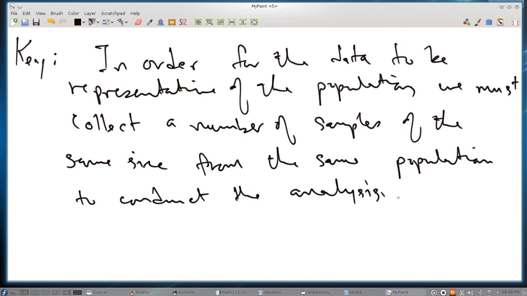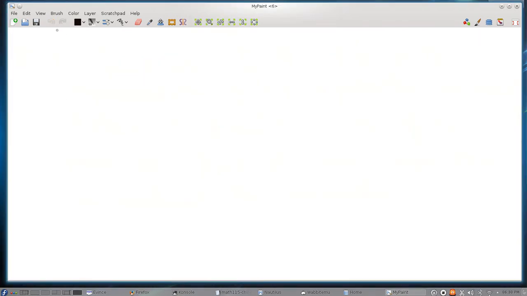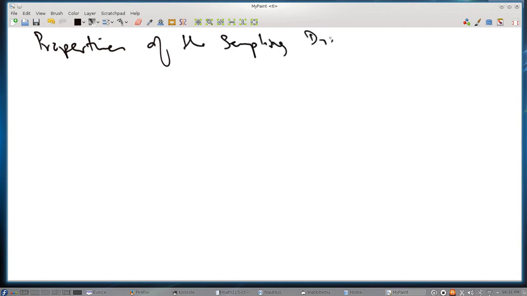Okay. So now let's list the characteristic features of the sampling distribution itself based on this statement. So here we have features or properties of sampling distribution. There are actually two of them, and they're kind of linked together.